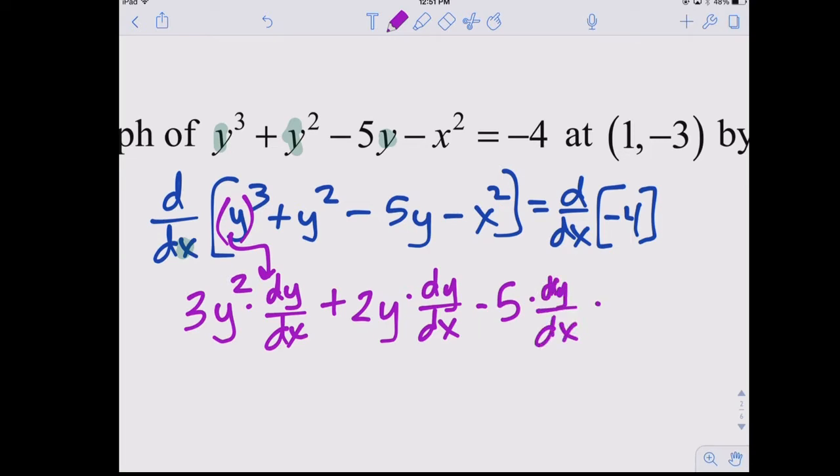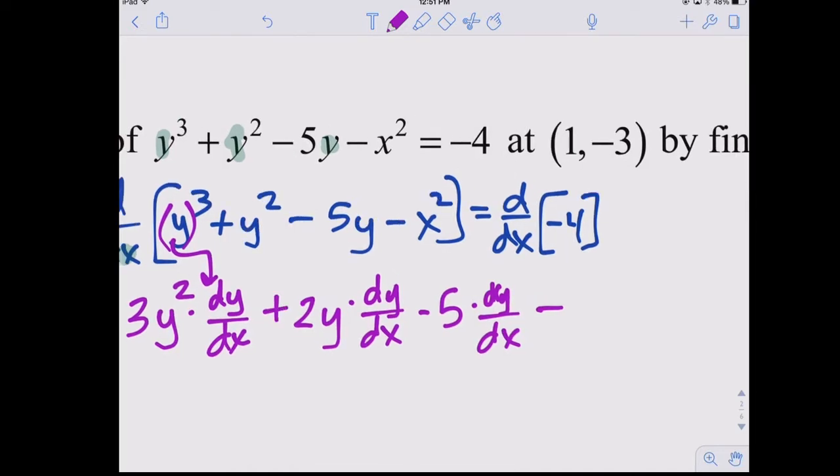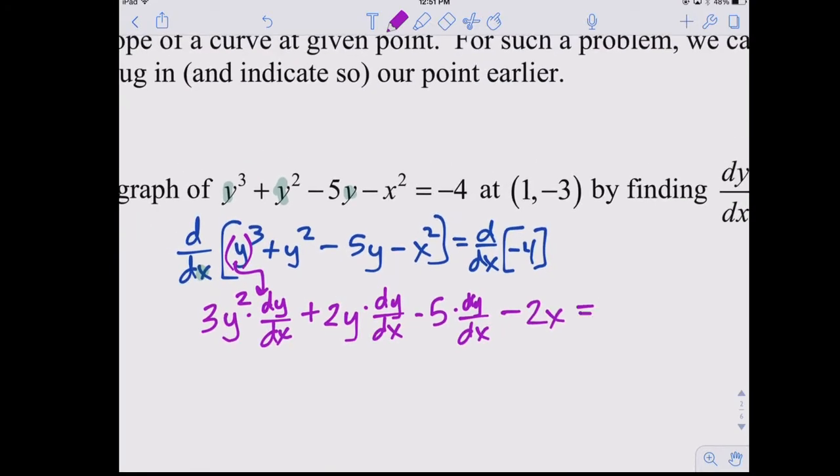Now x squared, minus x squared is going to be minus 2x dx. We don't need to write that dx, do we? Because it's just 1. And then, of course, this is where students make a mistake, because they're concentrating so hard on the left side. What's the rate of change of negative 4 with respect to any variable? 0. So it's 0, not negative 4.